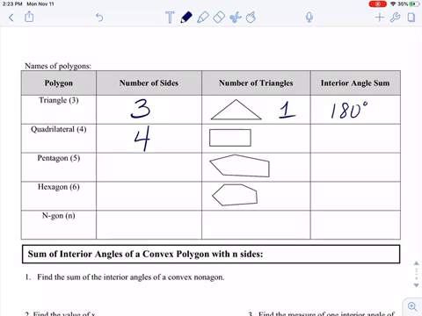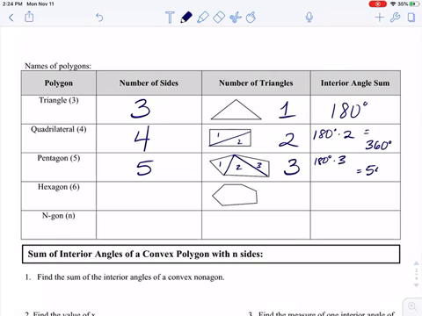Now let's look at a quadrilateral. A quadrilateral has 4 sides, and if I put in one diagonal, I can see that I've created 2 triangles. And the interior angle sum is going to be 180 degrees times 2 because of my 2 triangles, which gives me 360 degrees as the interior angle sum. I'm going to keep going. Here's a pentagon with 5 sides. I'm going to start at one corner and draw 2 diagonals. This yields 3 triangles. And if I take 180 degrees times 3, I get 540 degrees as my interior angle sum.